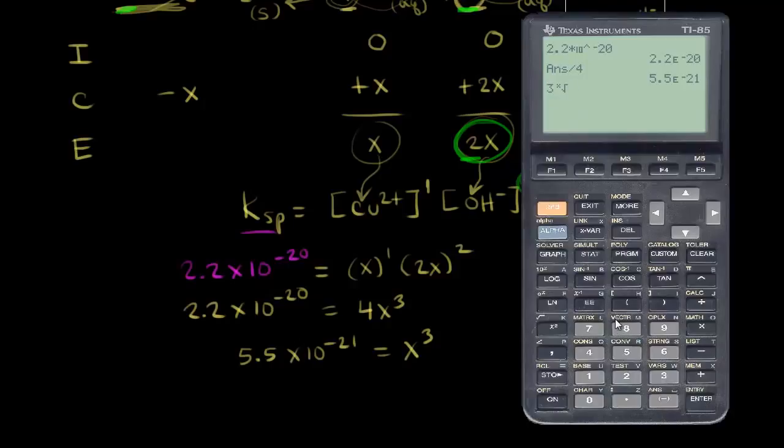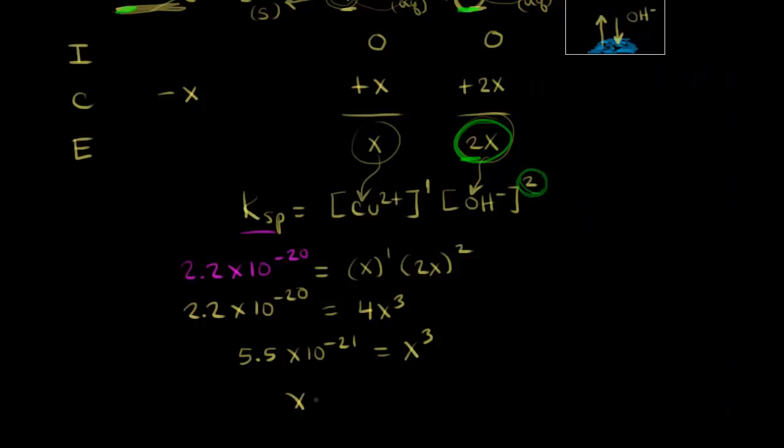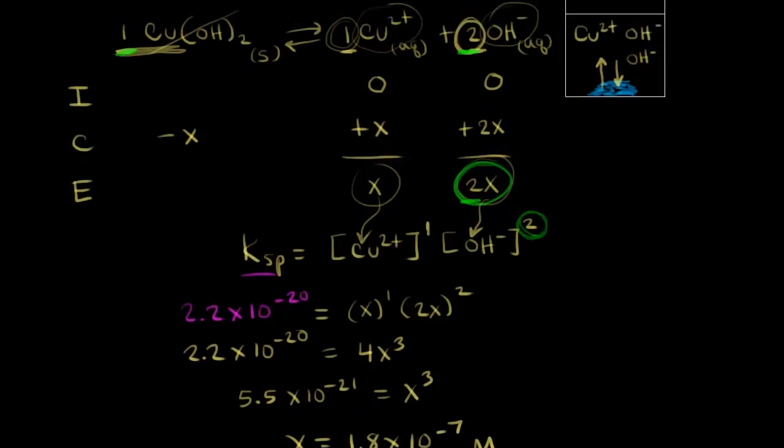We're trying to take the cube root of 5.5 times 10 to the negative 21st. That should give us the cube root, which, let's round to 1.8 times 10 to the negative 7. So x is equal to 1.8 times 10 to the negative 7, and this would be molar. This would be the concentration of copper 2+ at equilibrium.